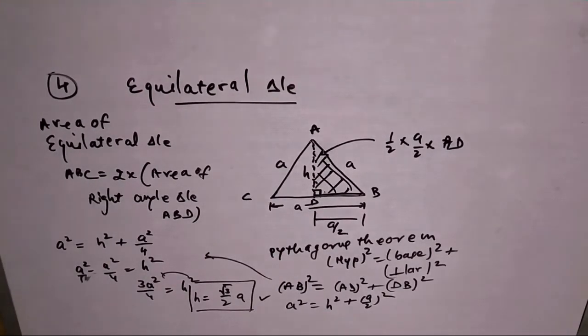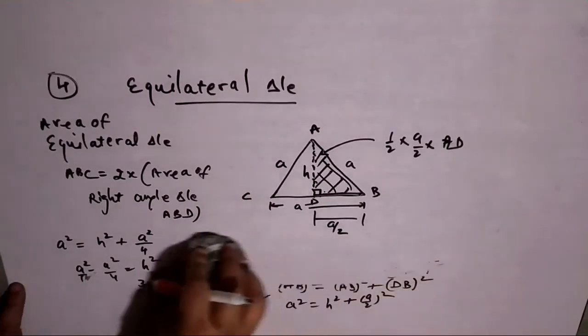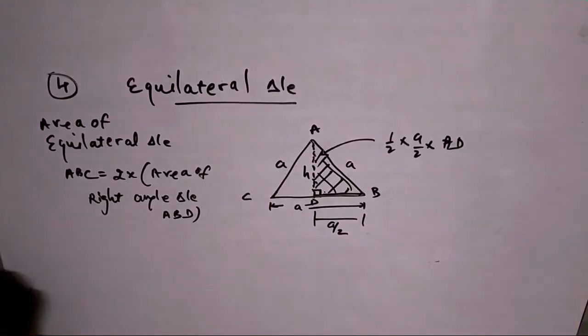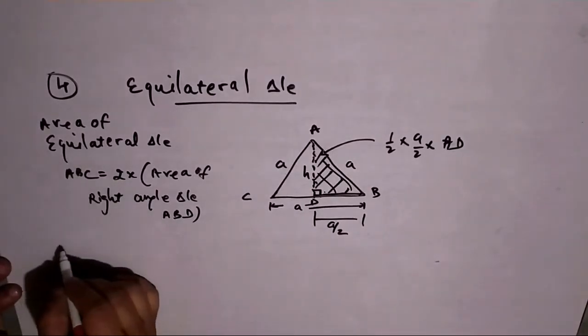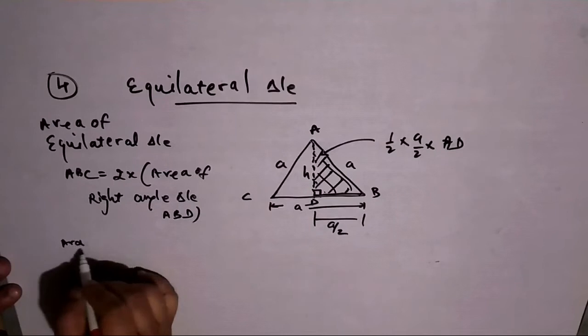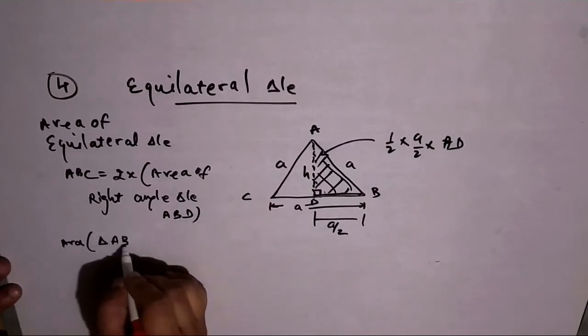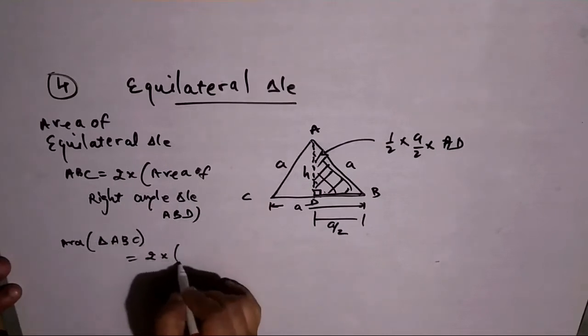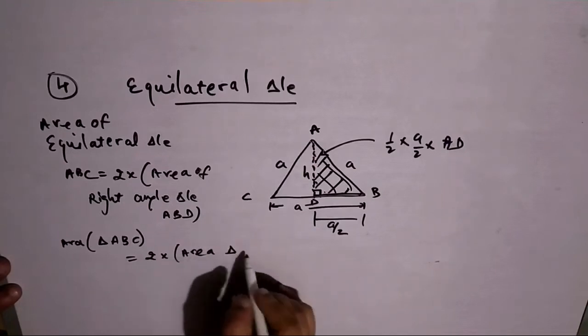So now the question arises, what is the area of the right angle triangle? So the area of triangle ABC here in this case would be double the area of triangle ABD.